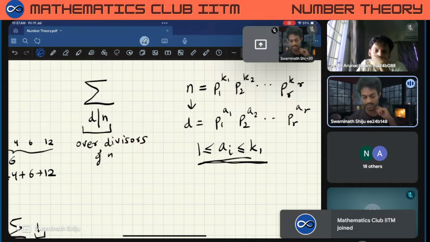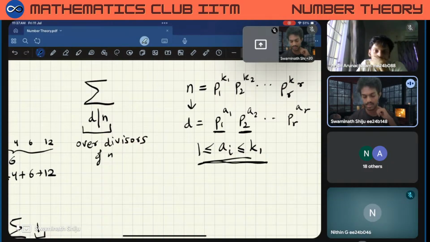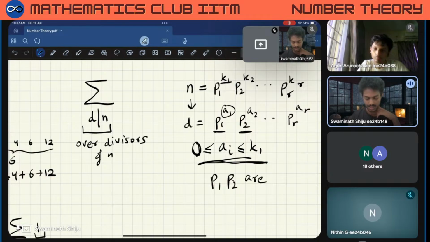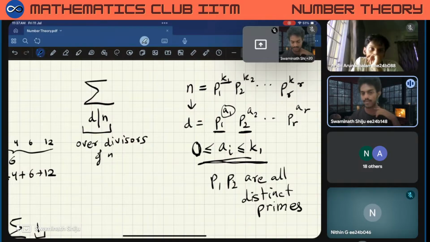Each factor will just have every prime factor, and the exponent of that will be at most the one in the actual number, and at least, oh wait, this is 0. Excuse me. And obviously p1, p2 and so on are all distinct primes. That's just the prime factorization of n. Okay, good.